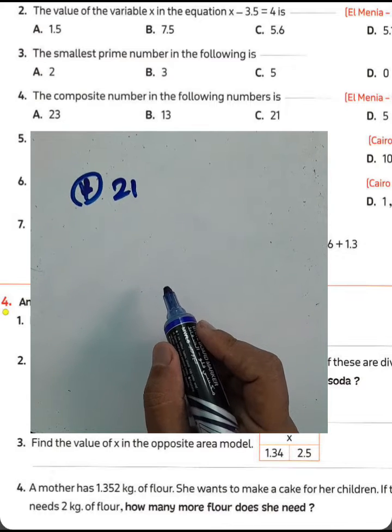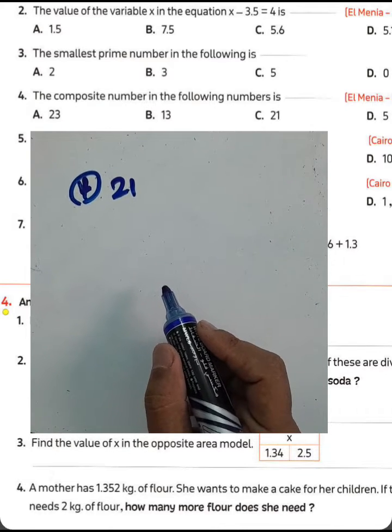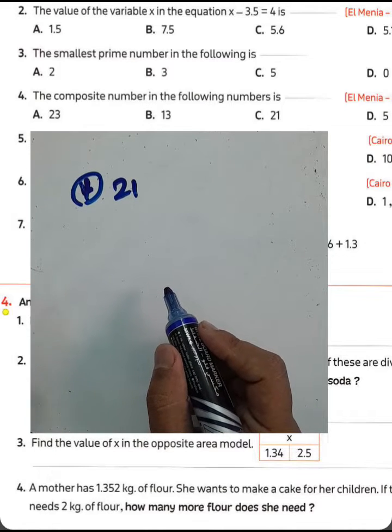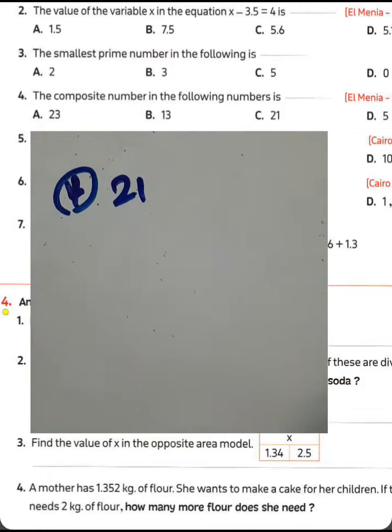Because 21 can be divided by itself and divided by 7 and divided by 3 and divided by 1. 21 has 4 factors.